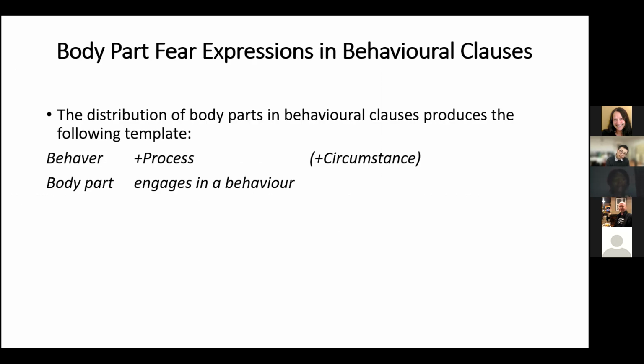Okay, and then we have the final process type, which is behavioral clauses, and this is unique to only fear expressions. Joy expressions did not reveal patterns for the behavioral clause. In the behavioral clause, the body part in fear expressions realizes the behavior. So the template is behavior plus process plus optional circumstance. Here the body part engages in a behavior. So the process is presented as the behavior that the behavior is putting up.